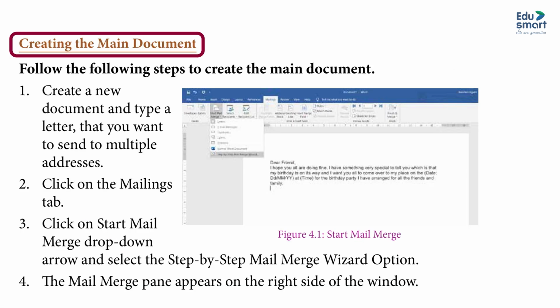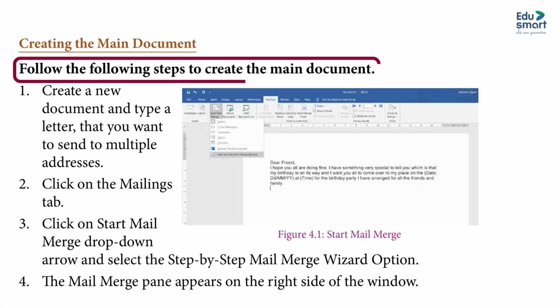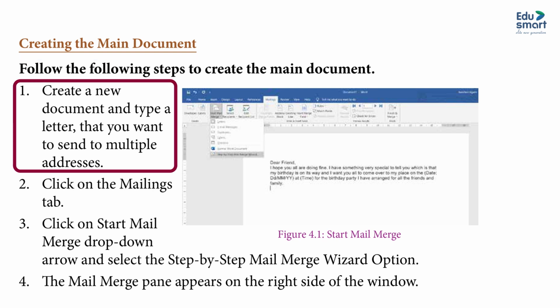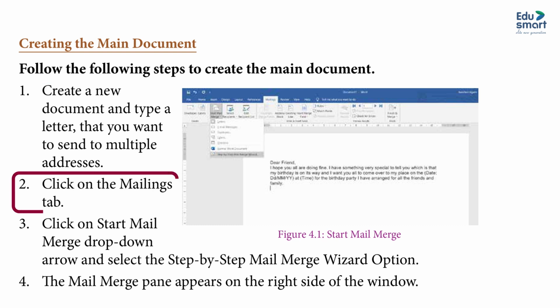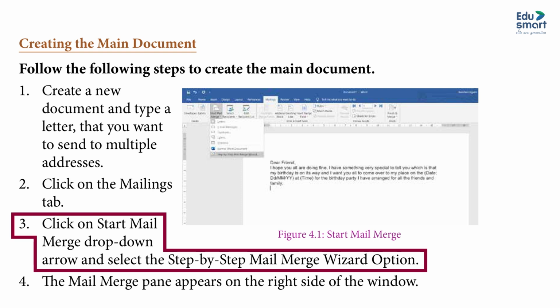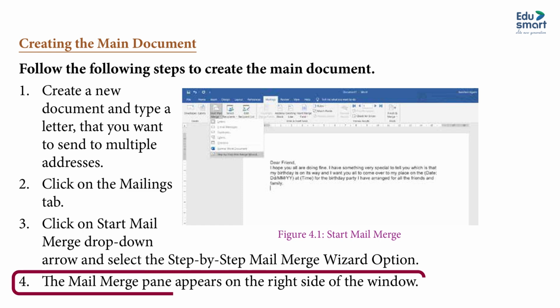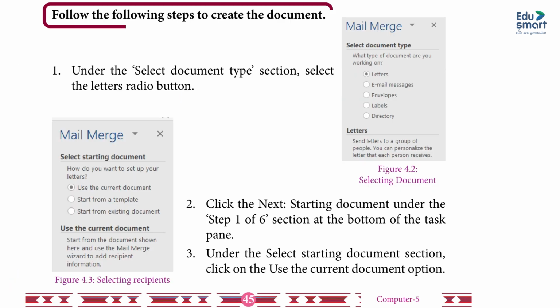Creating the main document. Follow these steps to create the main document. 1. Create a new document and type a letter that you want to send to multiple addresses. 2. Click on the Mailings tab. 3. Click on the Start Mail Merge drop-down arrow and select the Step-by-Step Mail Merge Wizard option. 4. The Mail Merge pane appears on the right side of the window. Follow these steps to create the document.